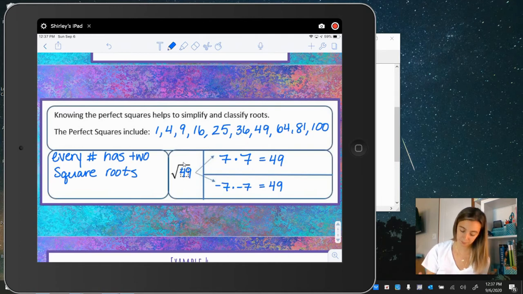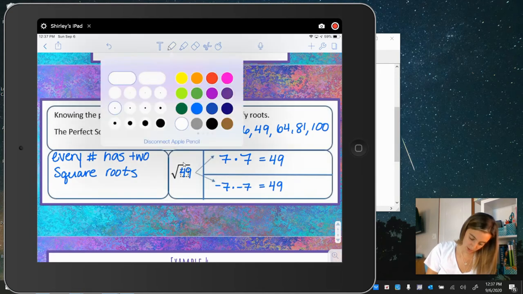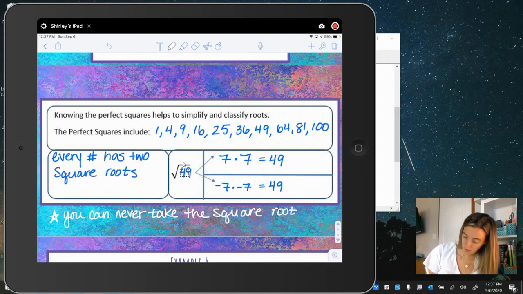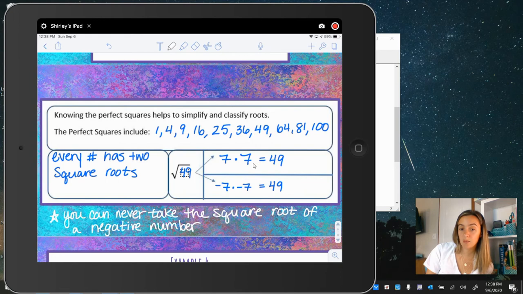What's important to also note is, maybe I'll write this in white so it's a little bit easier to see. You can never take the square root of a negative number. So keep in mind, that's not what I'm saying here. I'm saying my square root as the answer can be negative. What this is saying is that I can't figure out what is the square root of negative 49?